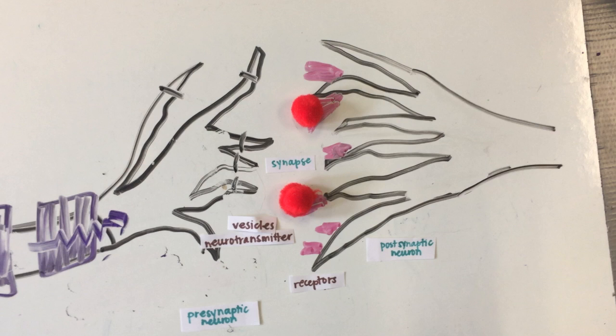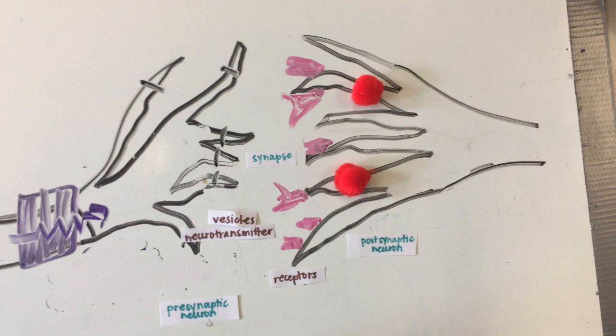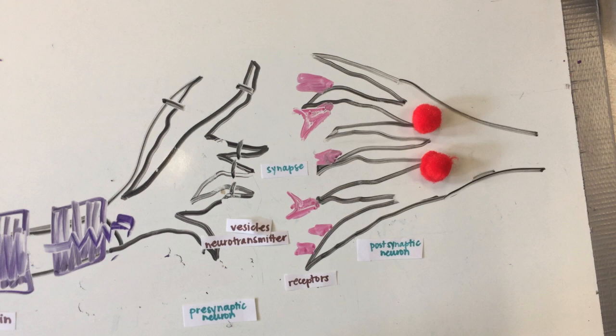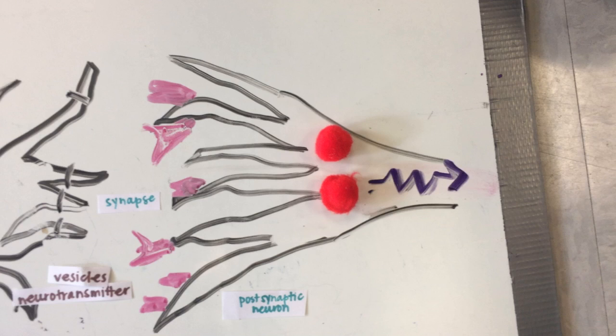The postsynaptic neurons' receptors will recognize the neurotransmitters and initiate a cellular response or relay the message to other targeted cells.